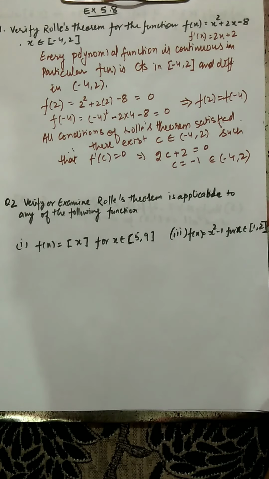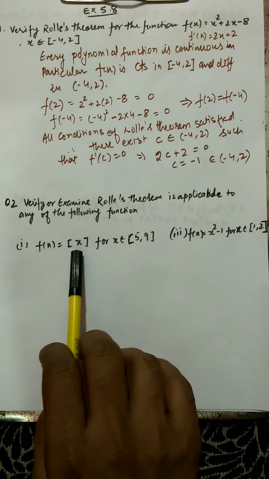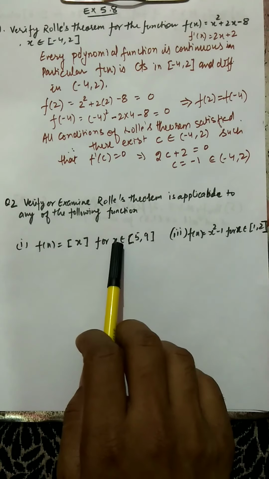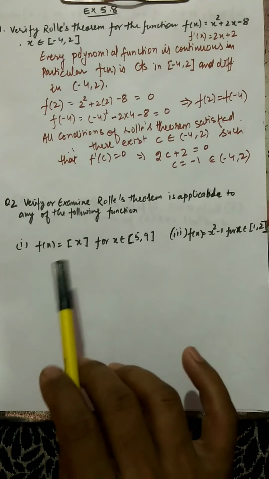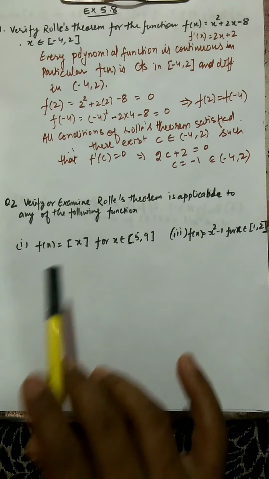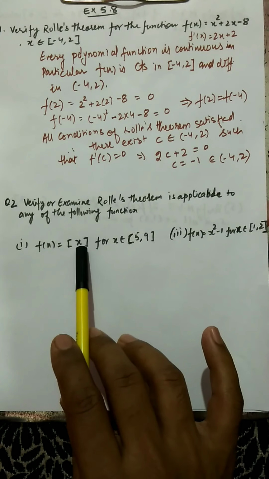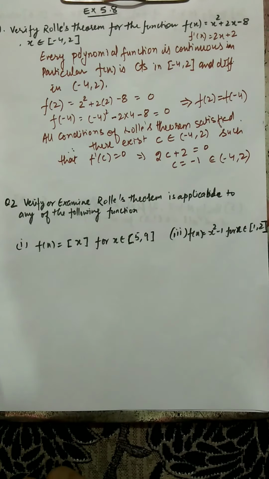Now we'll discuss question number 2: verify or examine whether Rolle's theorem is applicable to these questions or not. So first you see that f(x) equal to the greatest integer function for x belongs to 5 comma 9. This is the interval given, but the first question is whether this f(x) is continuous. I mean to ask, can I draw that function without lifting my pen from this 5 to 9 interval?